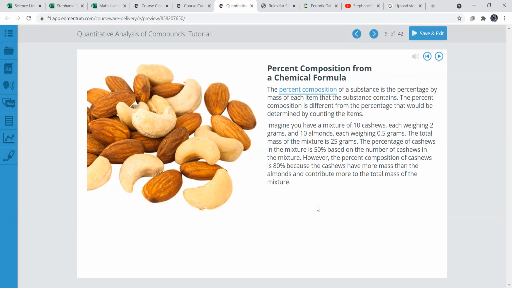However, the percent composition of cashews is 80. And why is it 80? Well, because the cashews are heavier than the almonds. Cashews weigh 2 grams, almonds weigh 0.5 grams. Therefore, they will take up more of the percent composition because they are heavier.